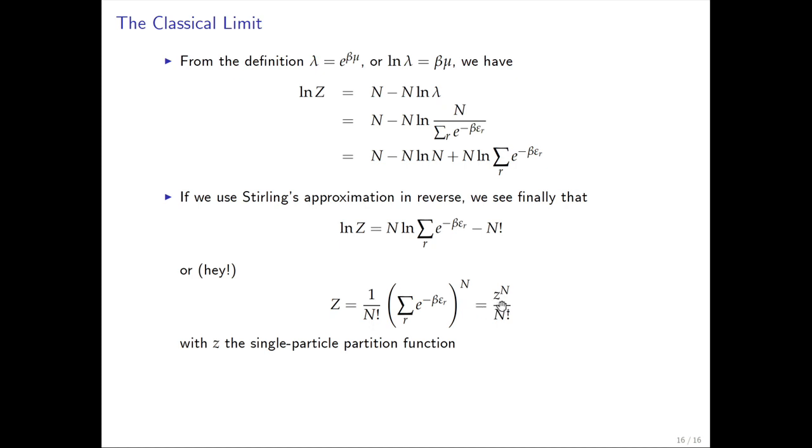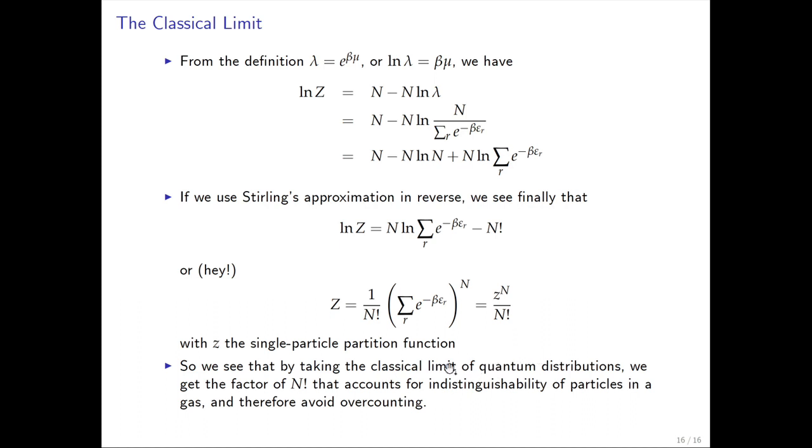And so this is basically our canonical partition function for one particle, let's say. We can imagine our one particle can be put in each of these levels. And we have Z to the large N over N factorial. And so we see this now looks just like the canonical ensemble. We took the classical limit of quantum distributions, and we get this factor.